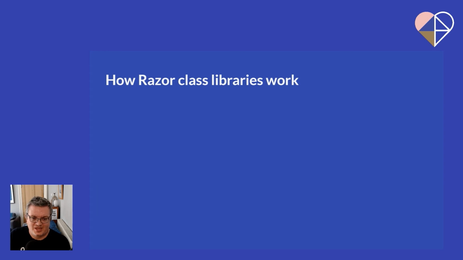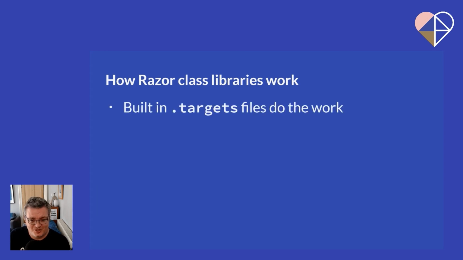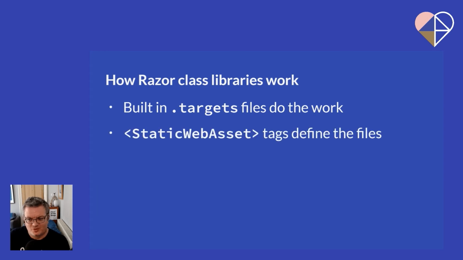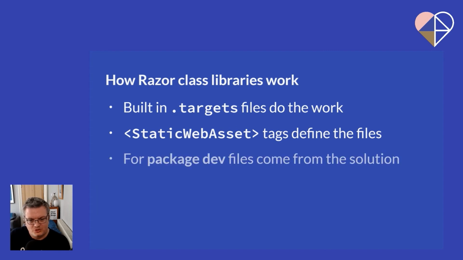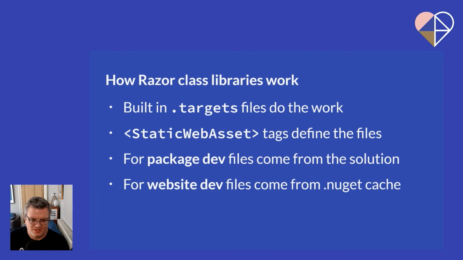So very quickly, how that actually works is they use a targets file, except it's a Microsoft targets file. It's slightly more complicated than the one that is built into Umbraco, in that it defines these static web assets. And what that means is when you're developing your package, the files live in your package solution. And if you've got a website associated with them, they don't get copied in, they get referenced.